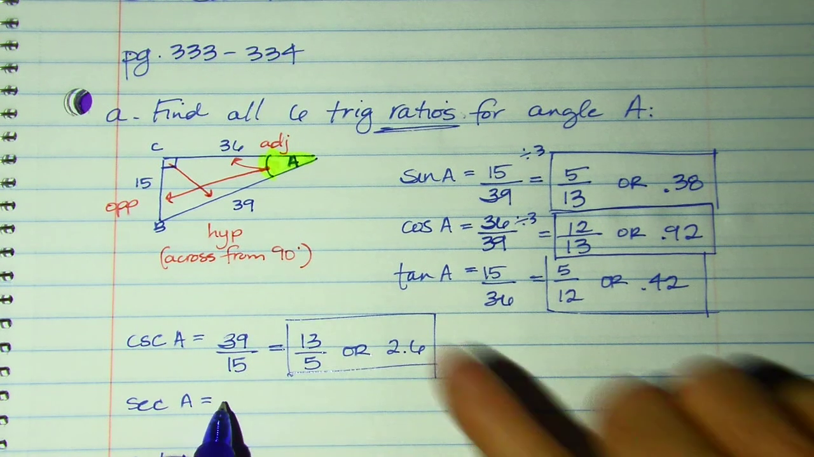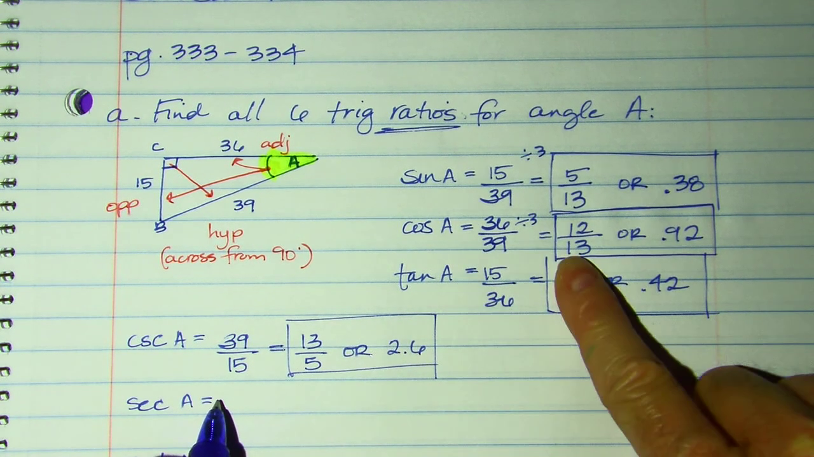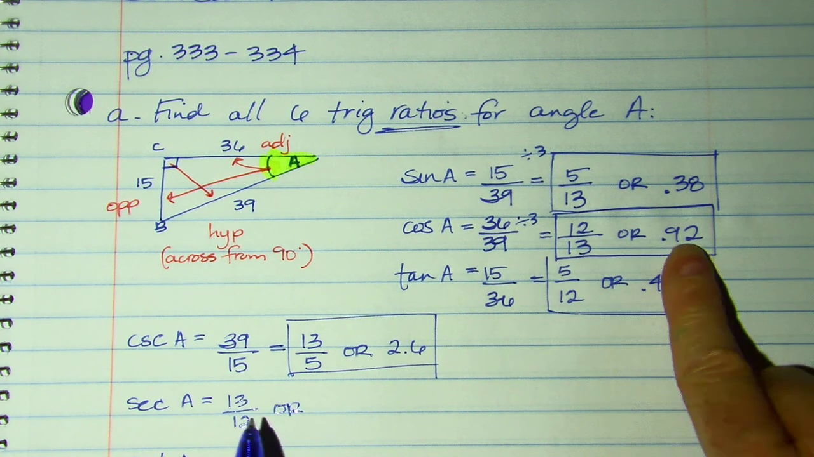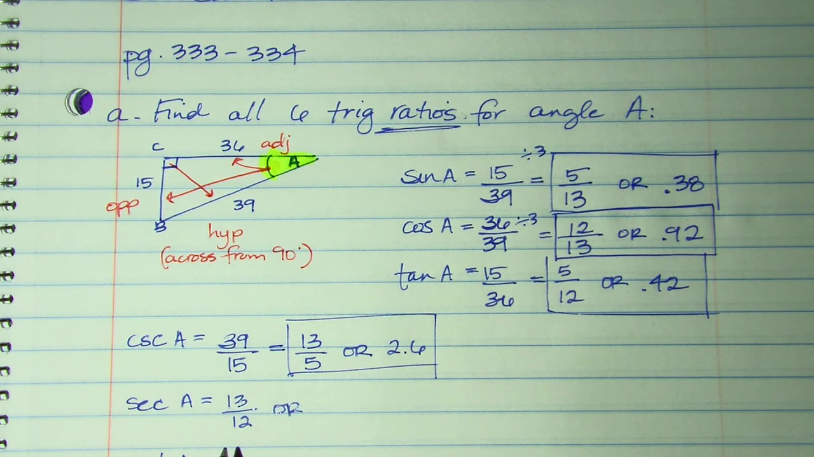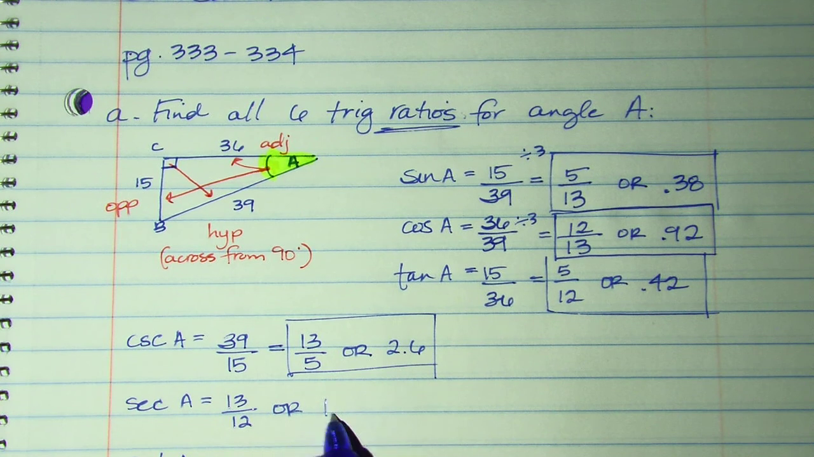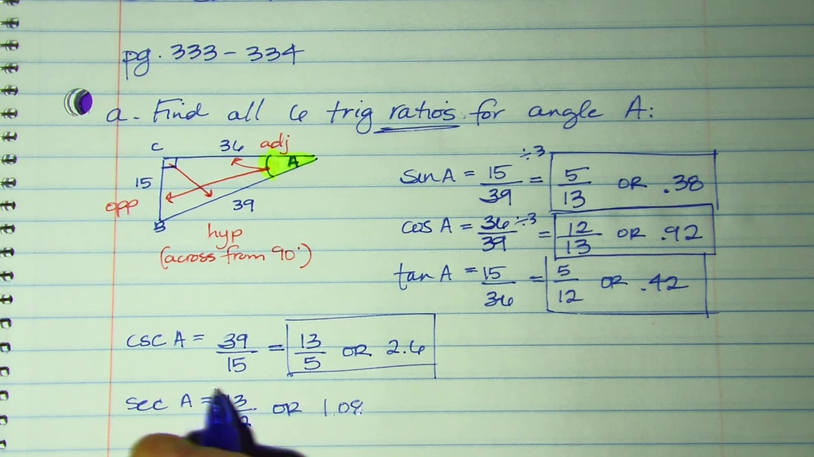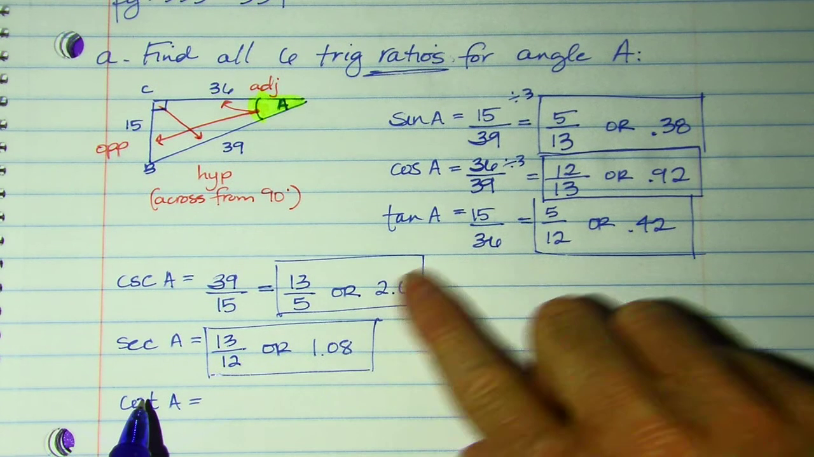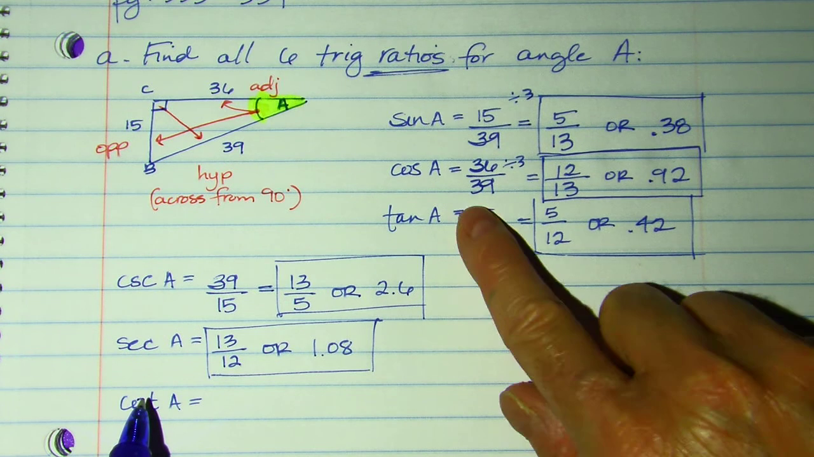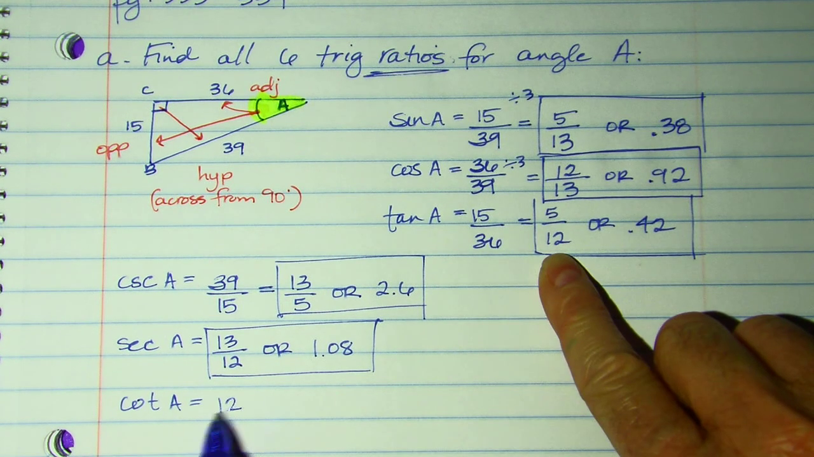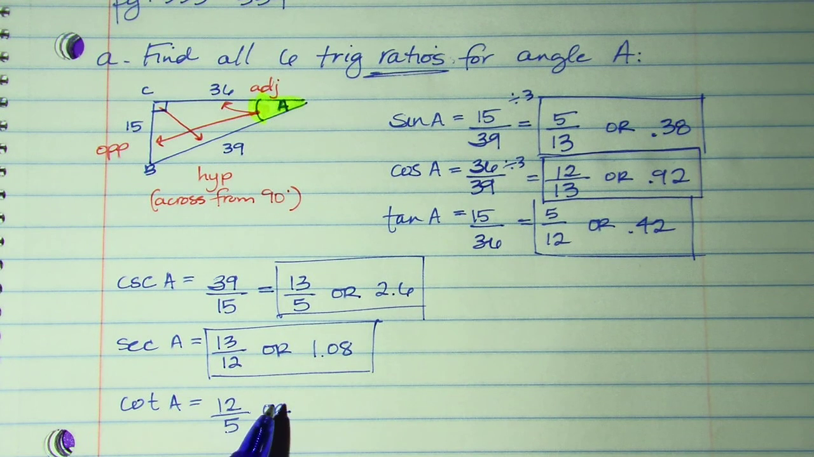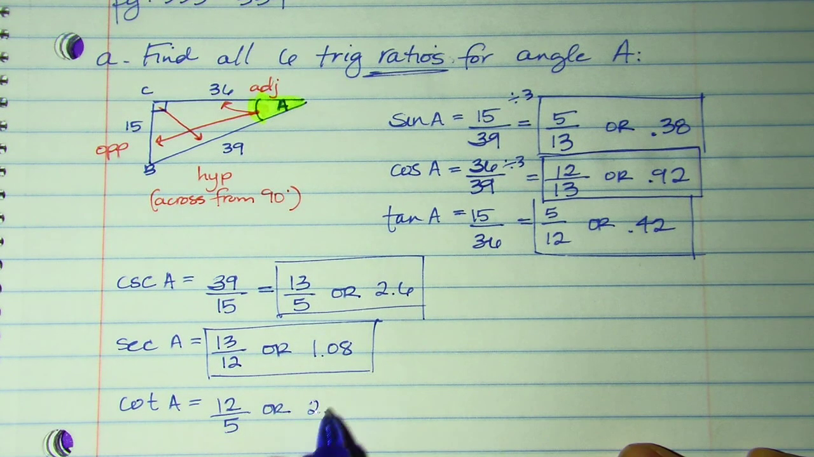The secant of A would be the reciprocal of cosine, so I'm simply going to write 13 over 12. Or it should be a different decimal because 13 divided by 12 is greater than 1. I got 1.08. And finally, cotangent should be the reciprocal of tangent, so 36 over 15 or 12 over 5 already reduced. Or I have to enter that in my calculator. 12 divided by 5 is 2.4.